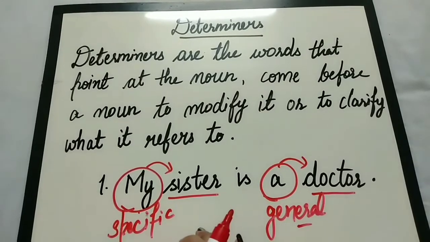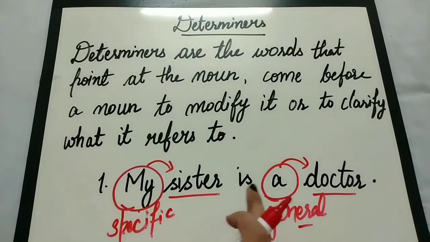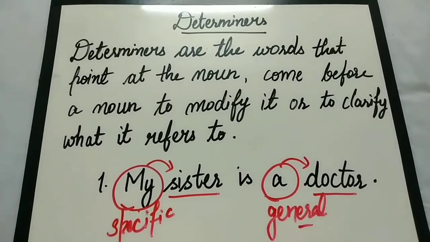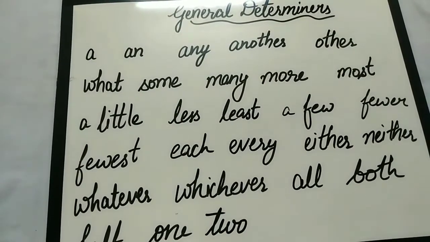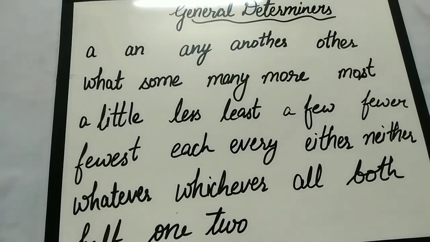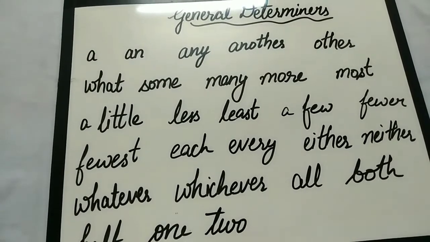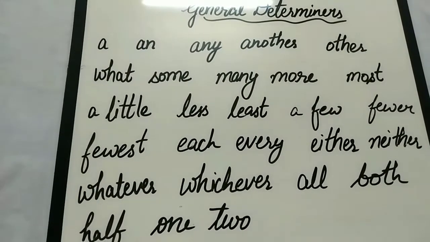So whenever we refer to someone or something in general, we use general determiners, and when we refer to something specific, we use specific determiners. Now I'm going to show you some general and specific determiners. So here are some examples of general determiners. A, an, any, another, other, what, some, many, more, most, a little, less, least, a few, fewer, fewest, each, every, either, neither, whatever, whichever, all, both, half, one and two.